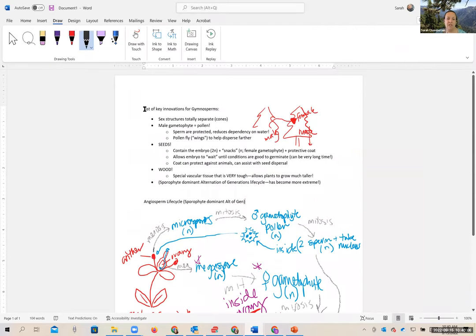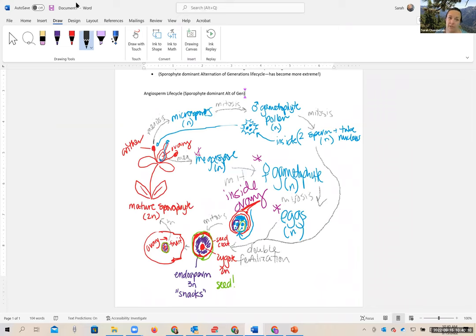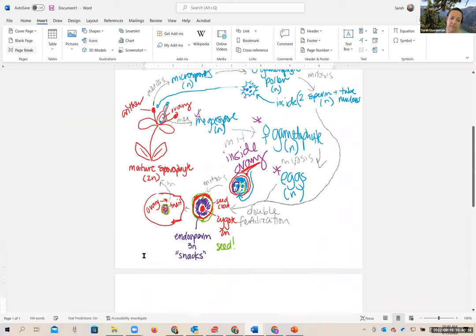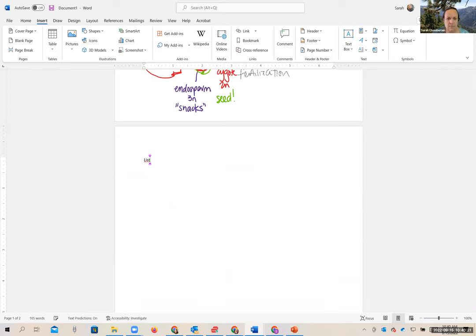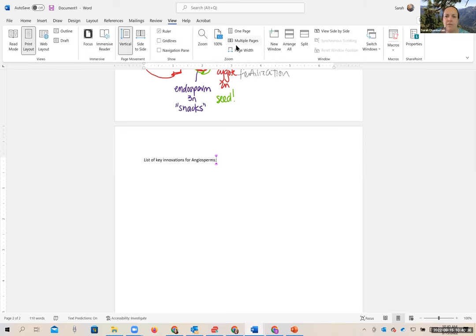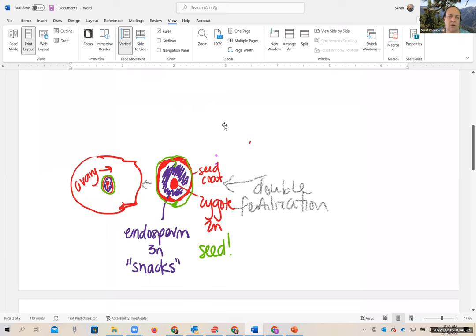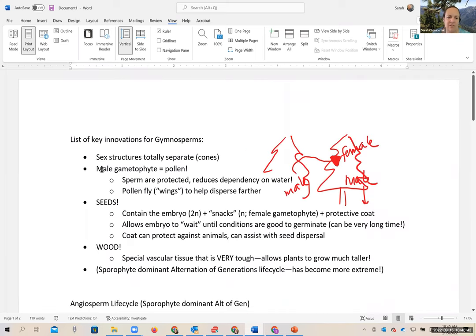Okay. So there's my angiosperm life cycle. So now I'm going to need a new page, I believe. Insert page break. Okay. List of key innovations for angiosperms. Let's make it wide. Okay, so first of all, let's go back and look at this. What's new and what's the same? Well, our sex structures are still totally separate, so that's not new, but now they're in flowers. So maybe what we'll do is we'll update that.